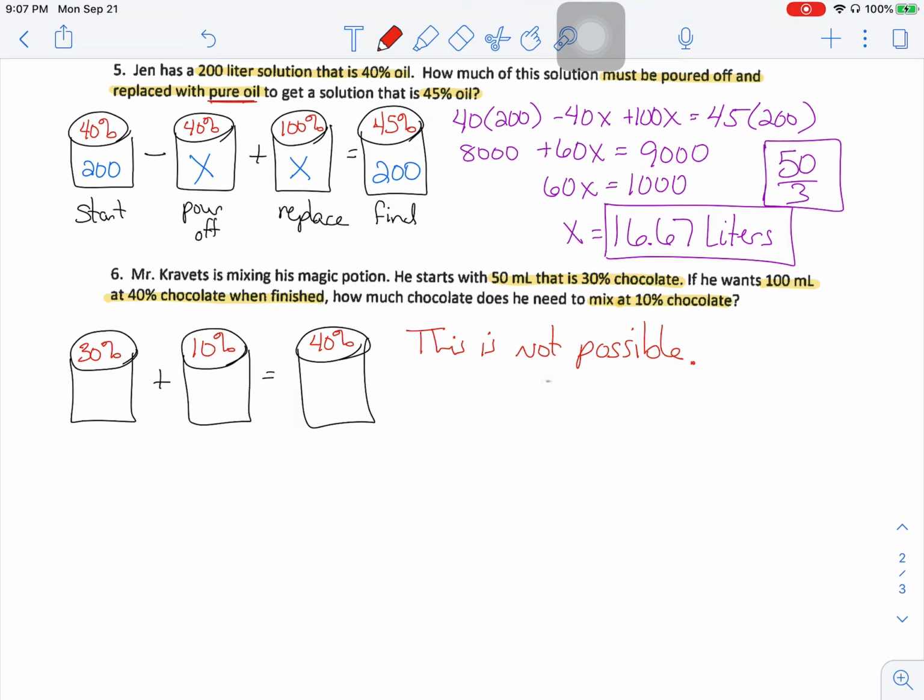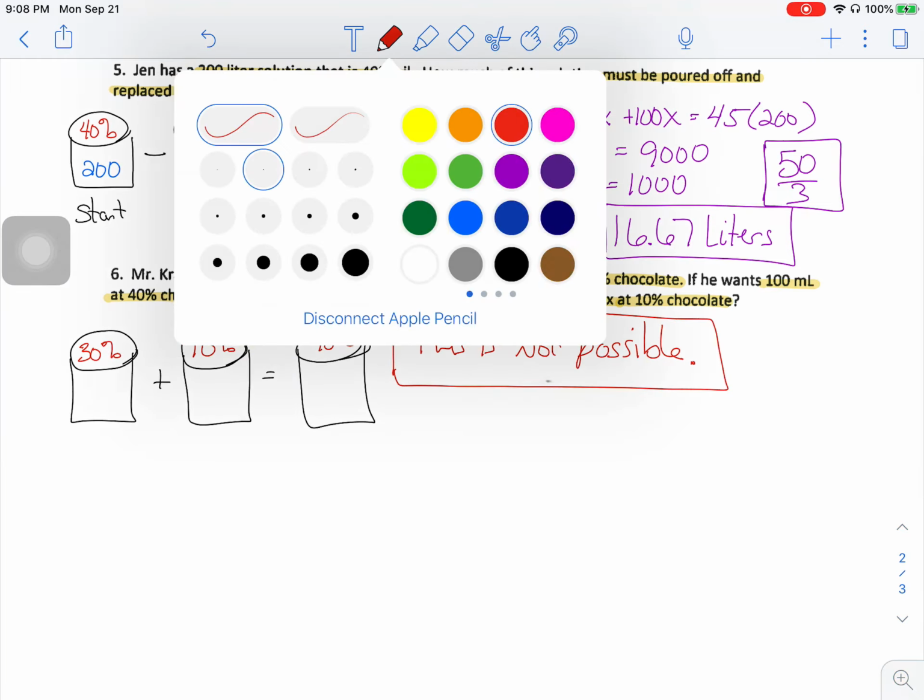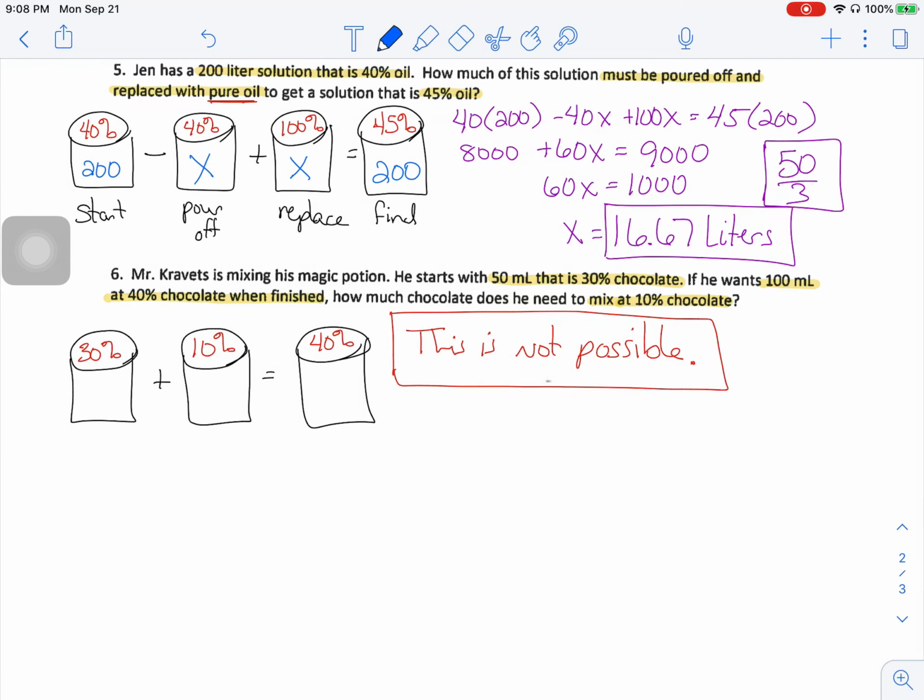Here's one of the things that you need to know logic-wise about chemical mixture problems. If you have a 30% solution and you are mixing it with a 10% solution, your finished product will be between these two. It's not possible to take a 30% solution and add a 10% solution and make it more concentrated. It's just not going to happen. So in this particular problem, this is not possible. I want to keep going with it to see if I can show you mathematically where it would fall apart.